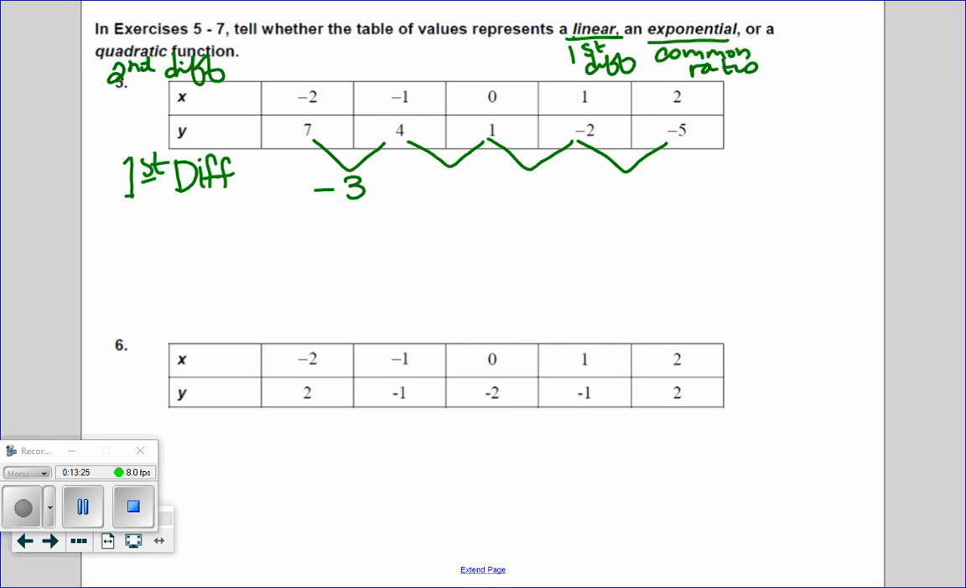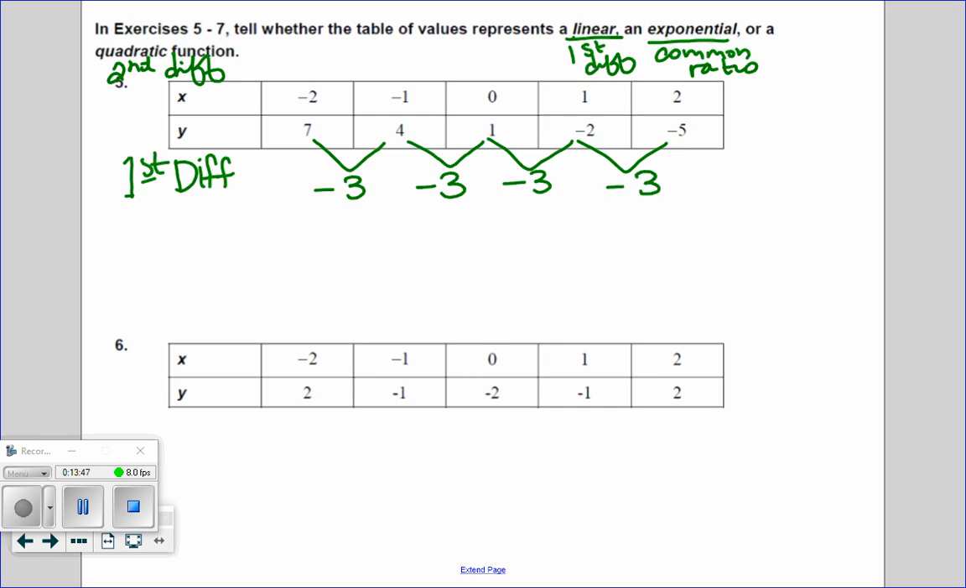How about from 4 to 1? How much did that decrease? It decreased another 3 units, okay? Or in other words, 1 minus 4 is -3, okay? How about here? If I start at 1 and I go to -2, what's that difference? Also a decrease of 3. And last but not least, if I'm at -2 and I go down to -5, also a decrease of 3.